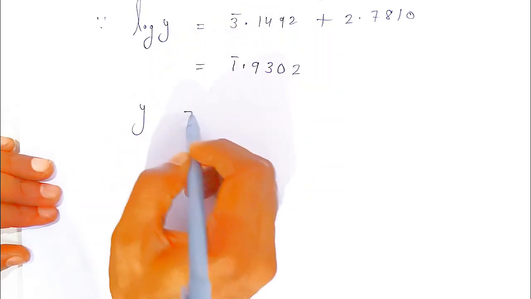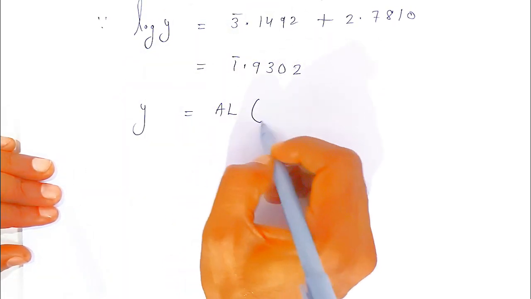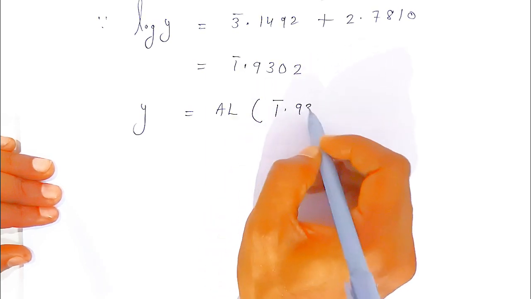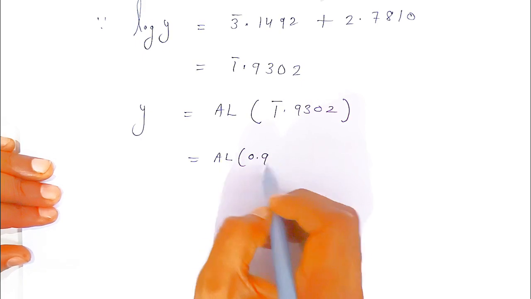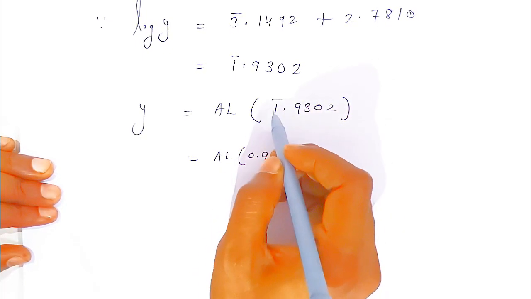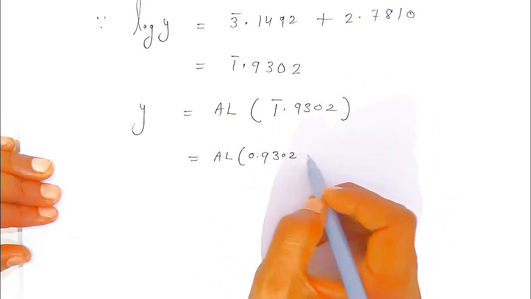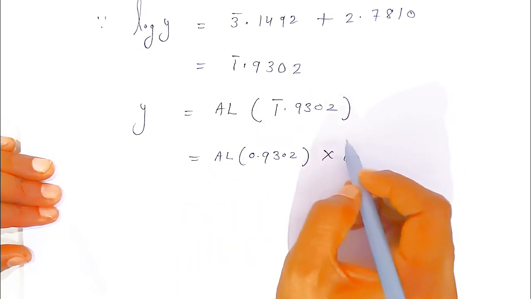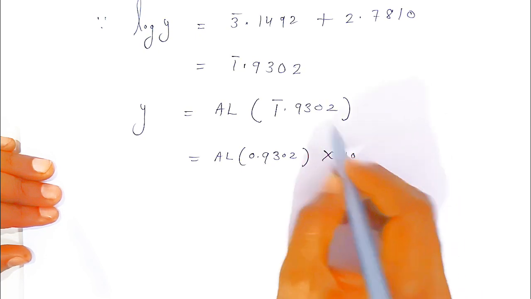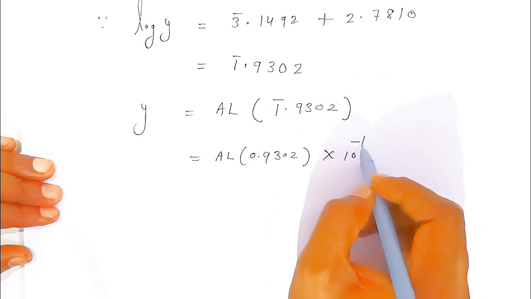Now this is the value of log y. What will be the y then? This log will come on this side. We have to take the anti-log of this, 1 bar 0.9302. This can be written as 1 bar plus 0.9302. Now when you take the anti-log of 1 bar, it will be 10 raised to minus 1. If it is 2, we have to take minus 2, but only 1 is there, so it will be 10 raised to minus 1.